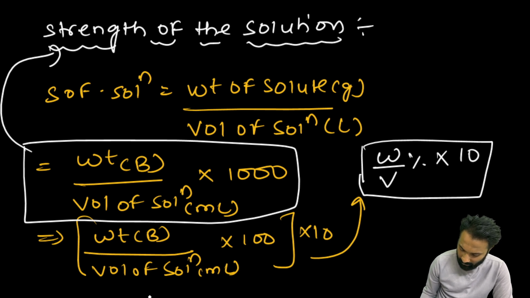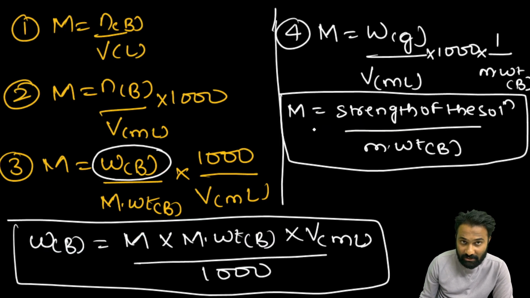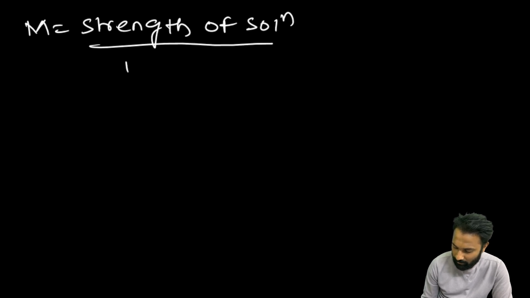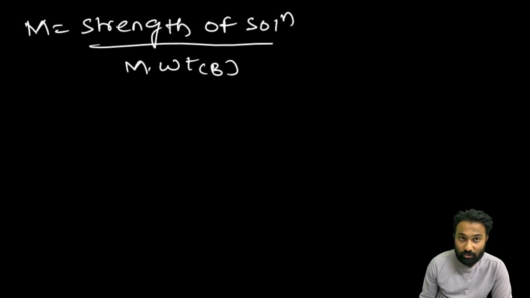W by V percentage is equal to W by B, volume of the solution, into 100, a weight by volume percentage into 100. Clear? Now, based on this, molarity is equal to strength of the solution by molecular weight of the solute, right? So can I write here: M is equal to strength of solution by molecular weight of solute.